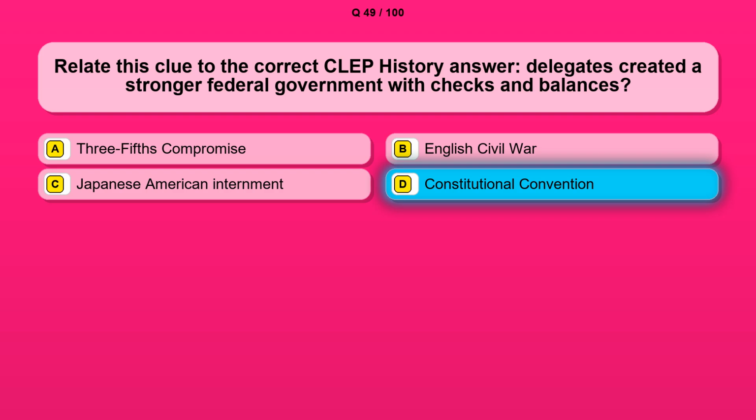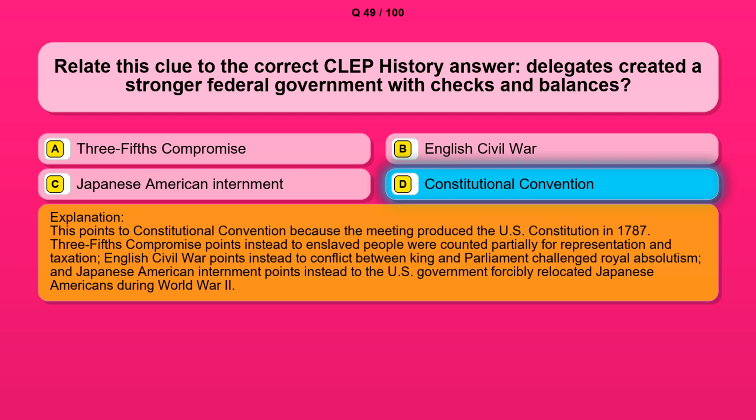The correct answer is option D, Constitutional Convention. This points to Constitutional Convention because the meeting produced the U.S. Constitution in 1787. 3-5 Compromise points instead to enslaved people were counted partially for representation and taxation. English Civil War points instead to conflict between king and parliament challenged royal absolutism. And Japanese-American internment points instead to the U.S. government forcibly relocated Japanese Americans during World War II.